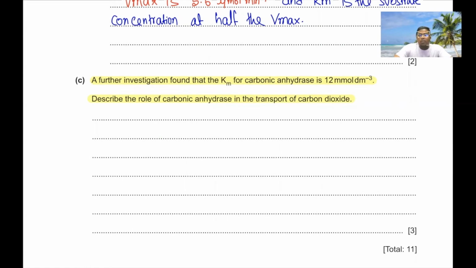Hydrogen carbonate ion moves through the membrane protein from the red blood cells into the blood plasma. The activity of the enzyme carbonic anhydrase maintains steep concentration gradient for diffusion of carbon dioxide into red blood cells. In lungs, carbonic anhydrase converts the hydrogen carbonate back into carbon dioxide so that carbon dioxide can be excreted.